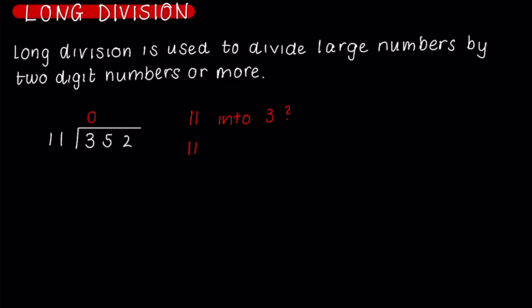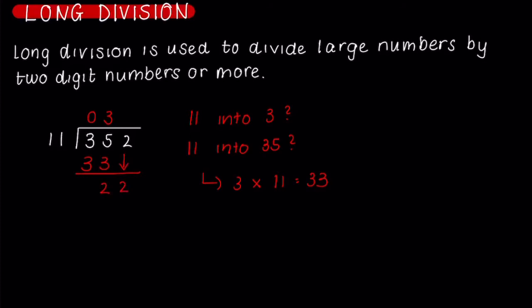We start by asking ourselves, does 11 go into 3? And we know that's a no, so we put a 0 on top of the 3. Now we ask, does 11 go into 35? And yes, it does, because 3 times 11 gives us 33. Now we put the 3 on top of the 5 as usual, but then because 3 times 11 gives us 33, we put that underneath the two numbers we've just divided into.